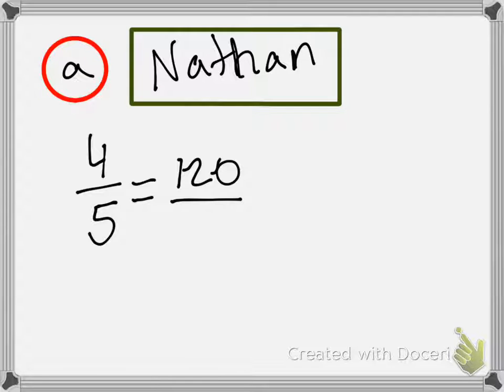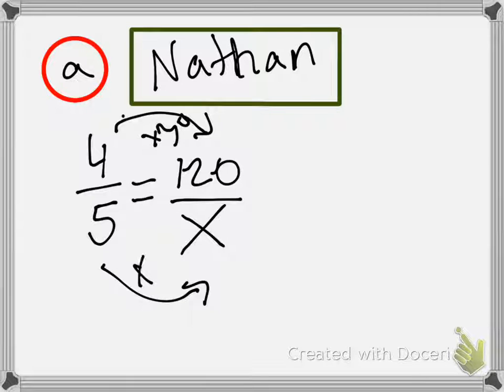120. And what goes on the bottom? So I multiplied it by 30. Yeah, so he multiplied it by 30. So we did the same to the bottom. And what did you get for your answer? 150.